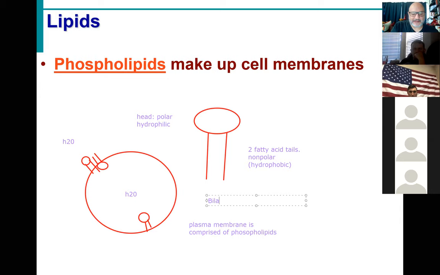What happens is we have not one, but two layers of phospholipids where the tails point inward towards each other, hydrophobic, away from the water, and the polar heads point inward towards the water in the cell and outward towards the water in the body. So the way we put these together to make a functional plasma membrane, a functional wall for our cell, is by forming a phospholipid bilayer.